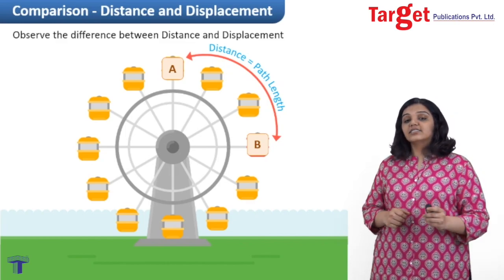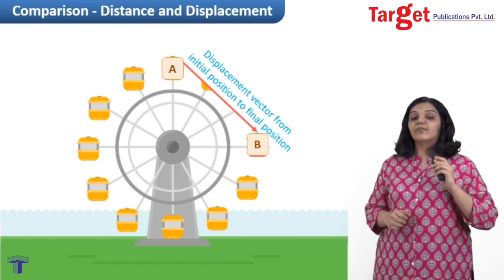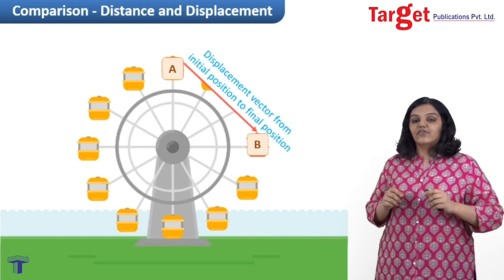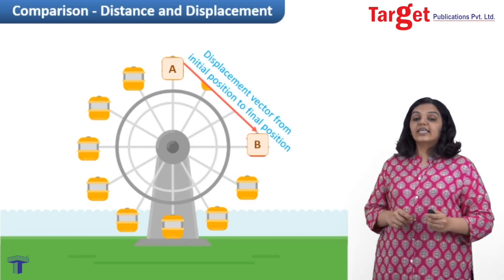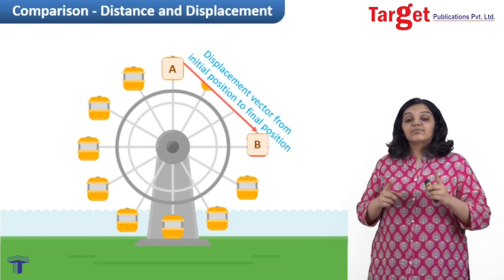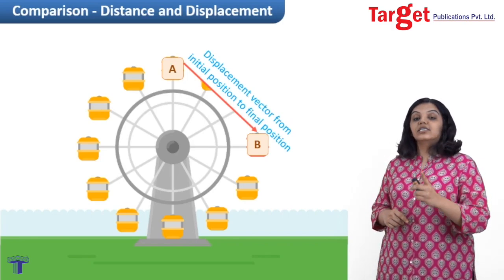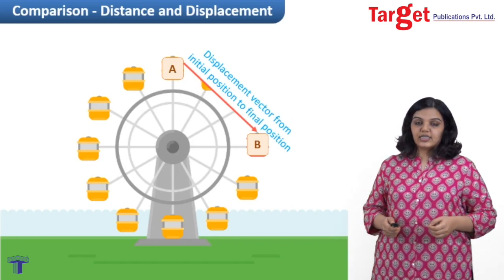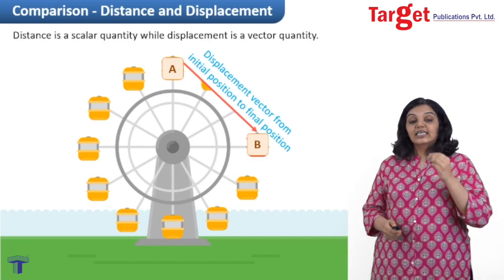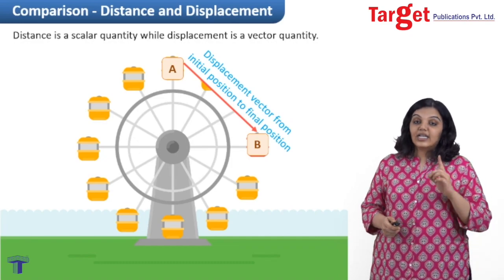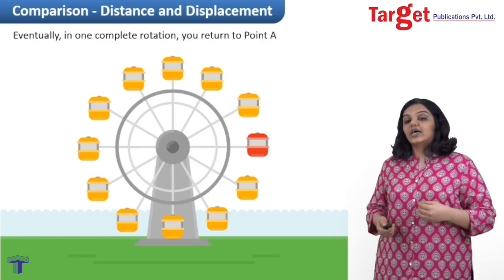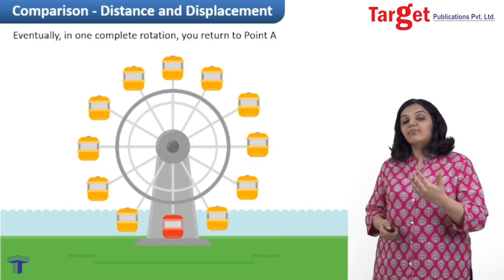On the other hand, displacement is simply the straight line from point A to point B. And it doesn't matter that the path was curved. So displacement is a straight line from the initial position to the final position. In fact, displacement is the vector drawn from the initial position to the final position. And therefore, this is one very important distinction between distance and displacement, that distance is a scalar quantity, while displacement is a vector quantity.